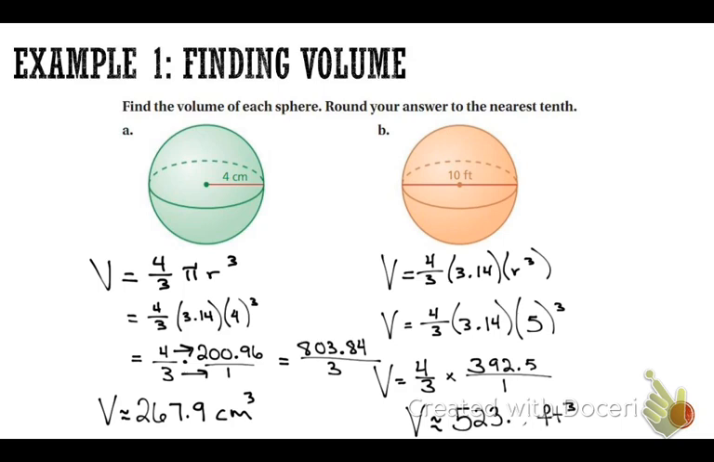Who got 523.3? Now, are you supposed to have the repeating bar over it? No. Why? We're supposed to round to the nearest tenth. Yes, because you are rounding to the nearest tenth. Good job.